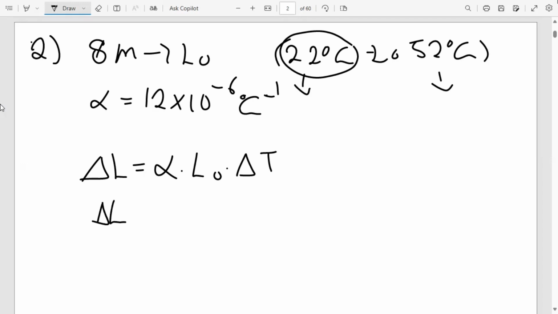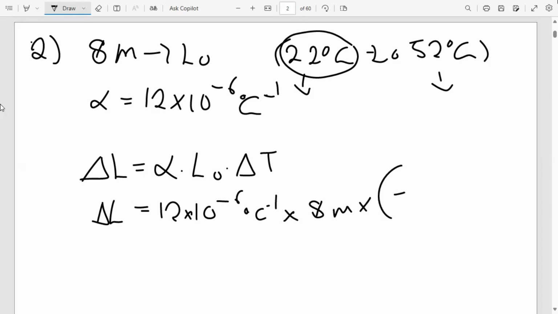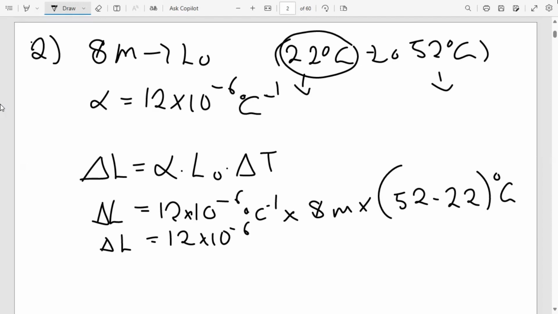So we're going to say change in length will be equal to alpha, which is 12.0 times 10 to the power minus 6 per degree Celsius, multiplied by 8 meters, multiplied by the change in temperature, which is 52 minus 22, and this is in degrees Celsius. I guess this will give us 30 degrees Celsius. So this per degree Celsius and this degree Celsius can cancel out automatically so that we just remain with the units that we are looking for.